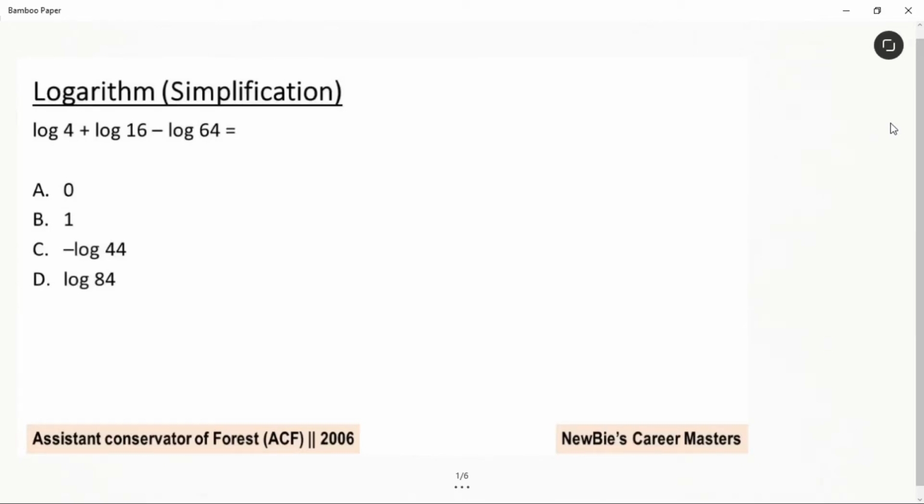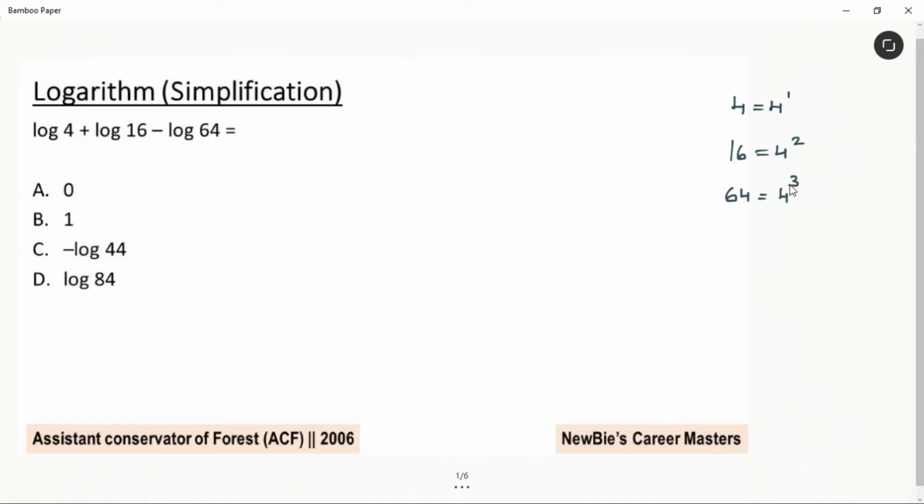Now the question that you are learning is from logarithm. The question is very simple: log 4 plus log 16 minus log 64. Do one thing, okay? First take this 4 as 4 power 1. After taking it this way, take 16 as 4 square. Then can you guess the value for 64? 64 is 4 power 3.